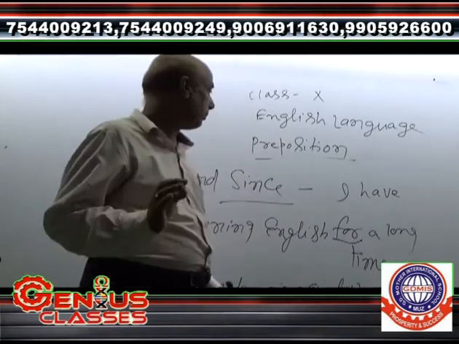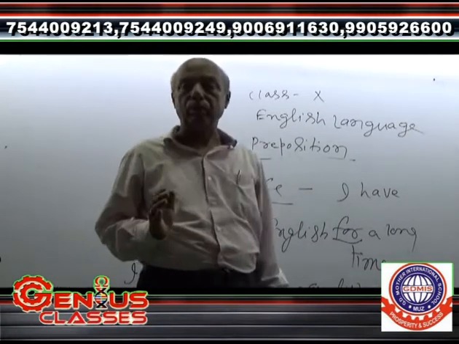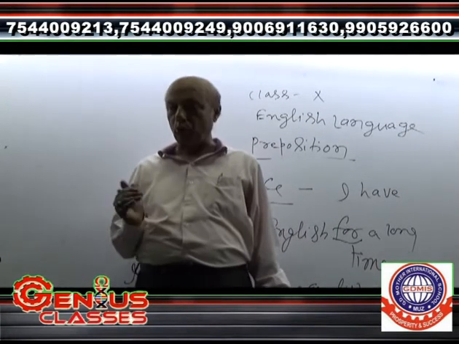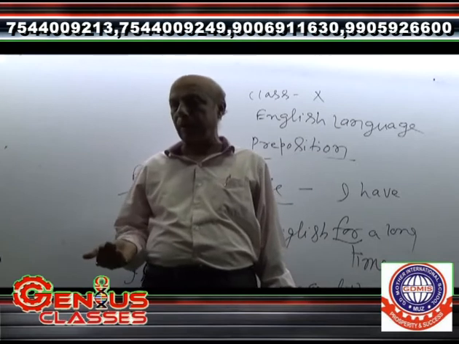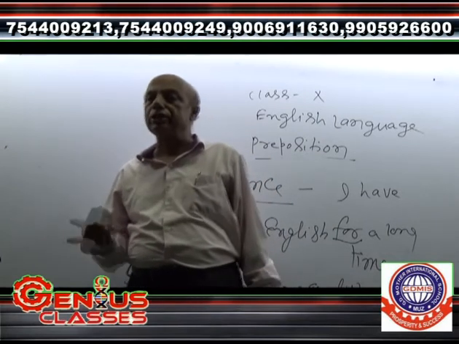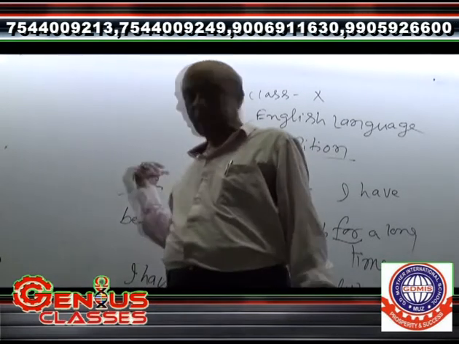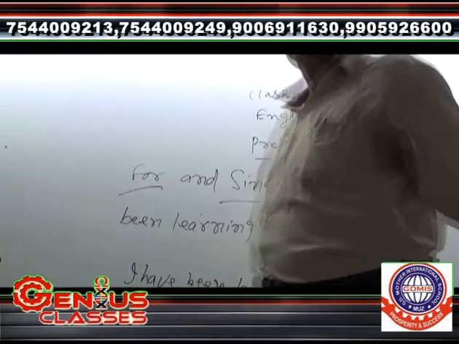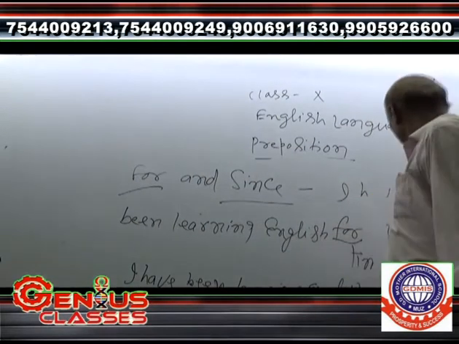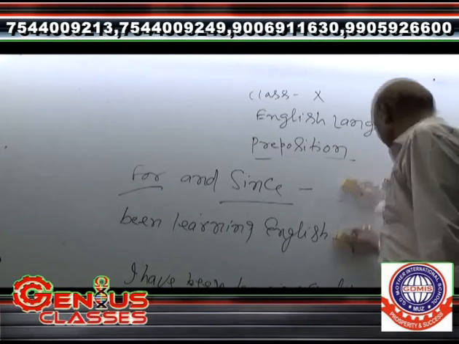So it must be in our mind that for is used to indicate a period of time, whereas since is used to indicate a point of time. I am going to write this down, and it must be noted and learned by you.